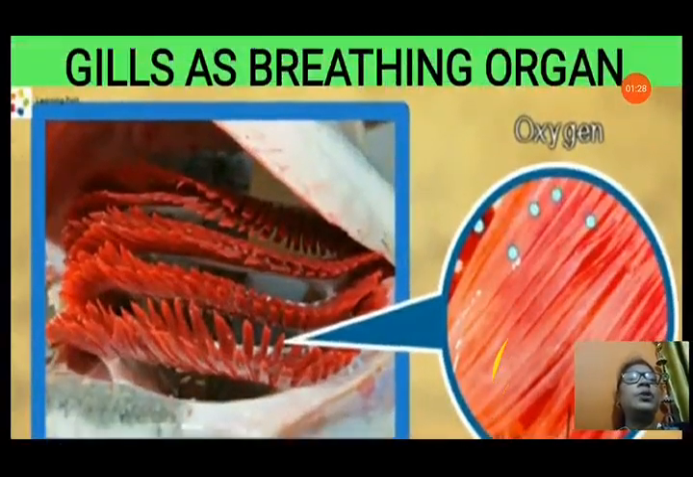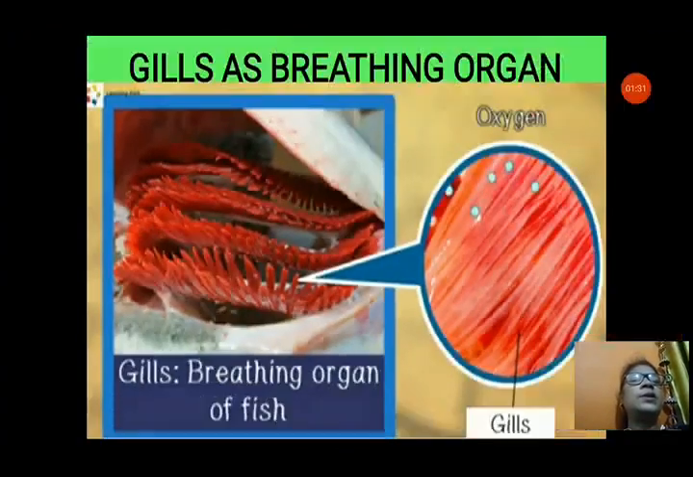Gills is a breathing organ of a fish. You can see gills in this picture.